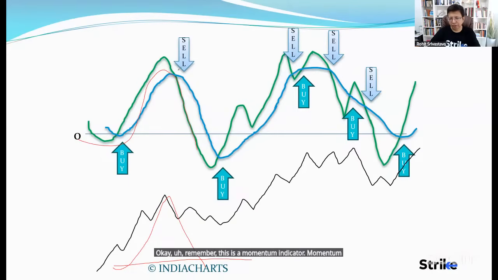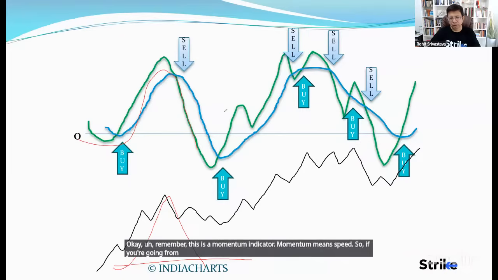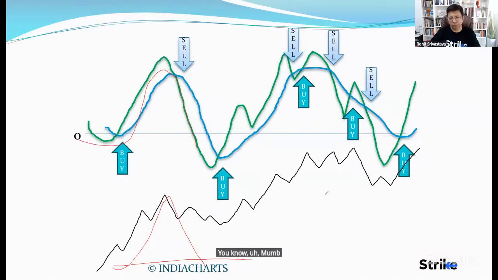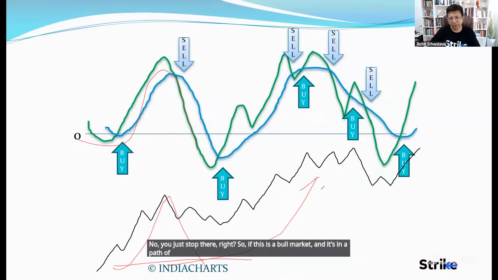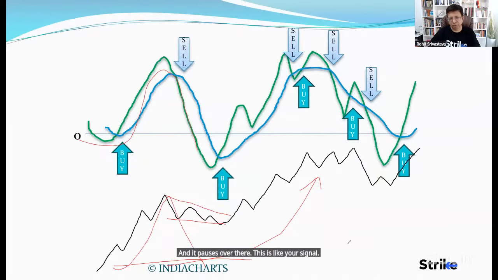Momentum means speed. So if you're going from Mumbai to Ahmedabad, and if you come across a signal and you stop there, does that mean that you've gone back to Mumbai? No, you just stopped there, right? So if this is a bull market in a path of progress and it pauses over there, this is like your signal. It pauses for some time. What happens? Your speed goes back to zero. The RMI goes back to zero, and then it starts a new cycle.